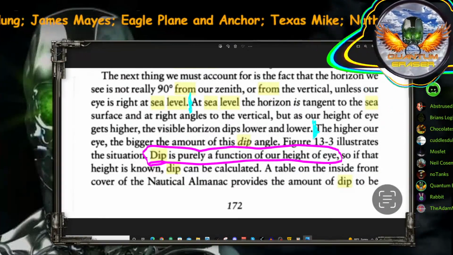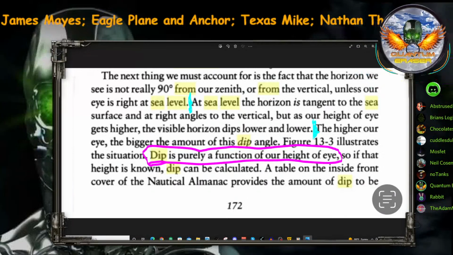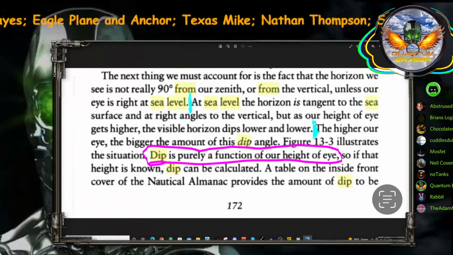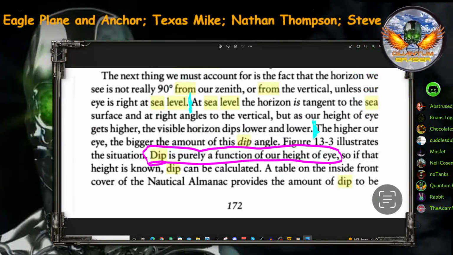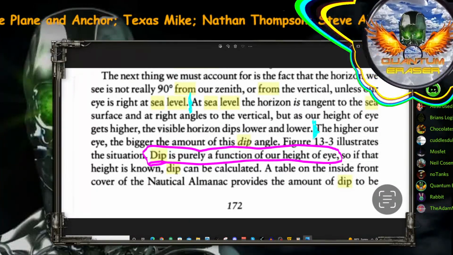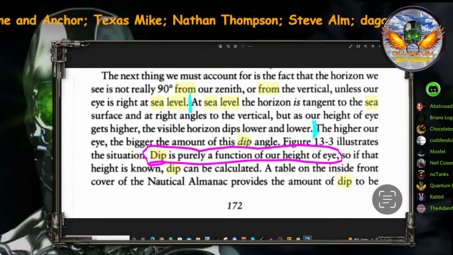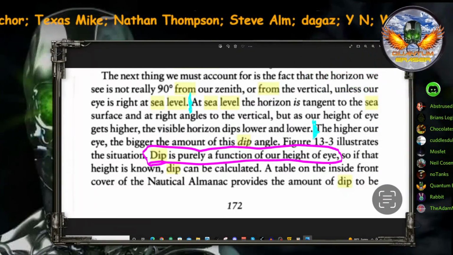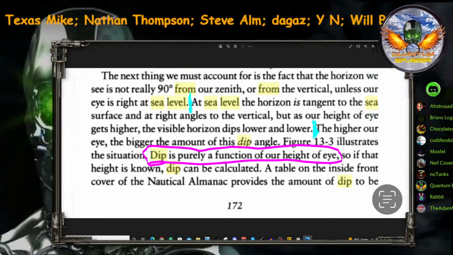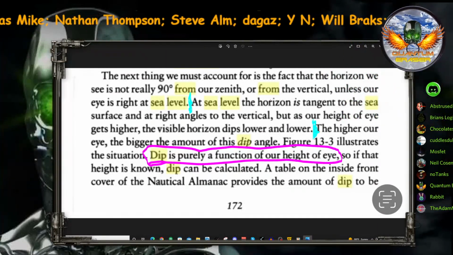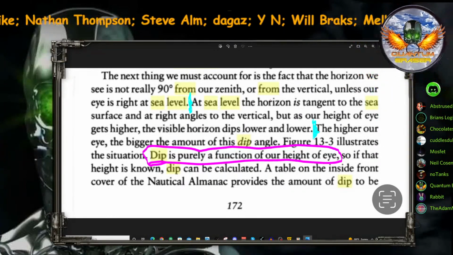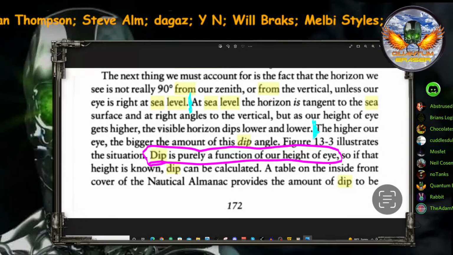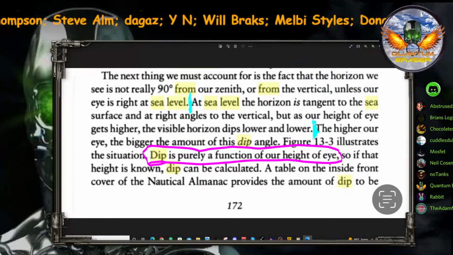There's something even more disturbing that I ran into with this statement. At sea level, the horizon is tangent to the sea. This is giving the impression that it's different above sea level, that it's not tangent. Did you catch that? This is deeper level stuff. It's parallel, isn't it? The fact it doesn't make any sense at all, does it?